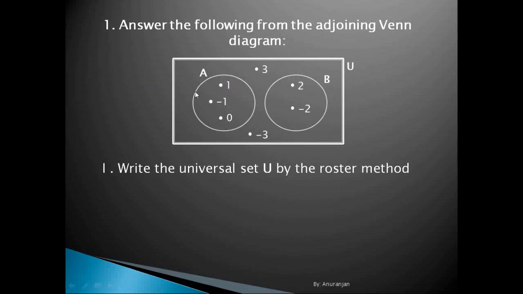It means all the elements that are inside the universal set, including the elements inside the sets. So we can say the elements inside are -3, -2, -1, 0, 1, 2, 3, all the elements. So the universal set will be represented in this form. So this is the roster form in which we have represented the universal set. Clear?